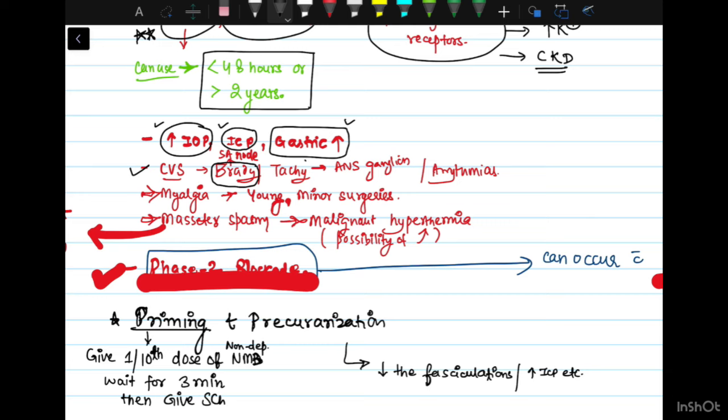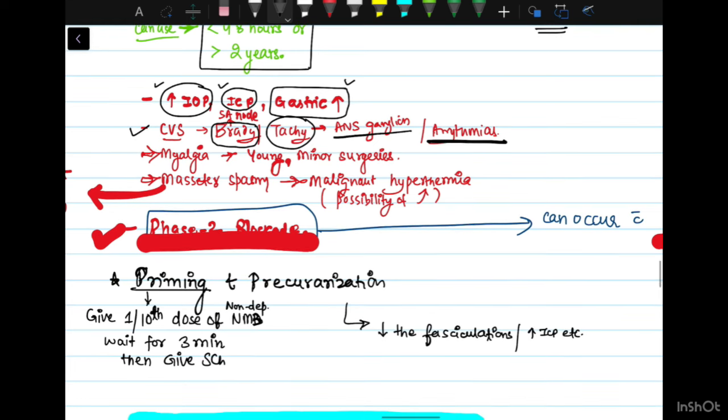The second thing is, it can also cause tachycardia. In very rare conditions, when you're giving a very high dose of succinylcholine, it can actually stimulate autonomic ganglia, which can lead to tachycardia and arrhythmias. Very rare, but this is a possibility with higher doses of succinylcholine. Then you can have myalgia because of those muscular fasciculations. In young patients and minor surgeries, this will be the major problem. If you have given succinylcholine and after surgery, after you have extubated the patient, the patient is complaining of muscle pain, this may be a side effect of succinylcholine.